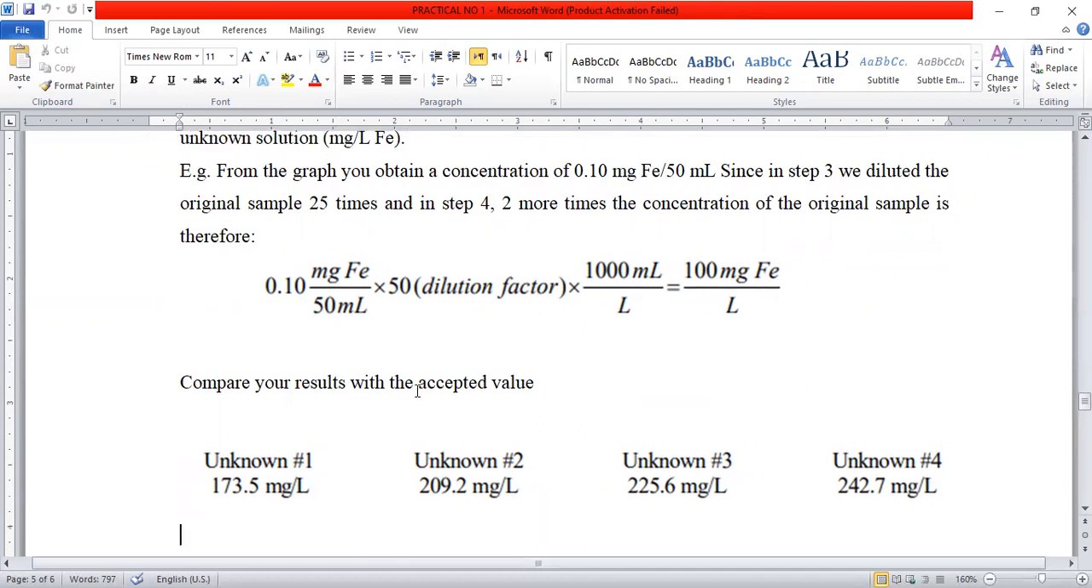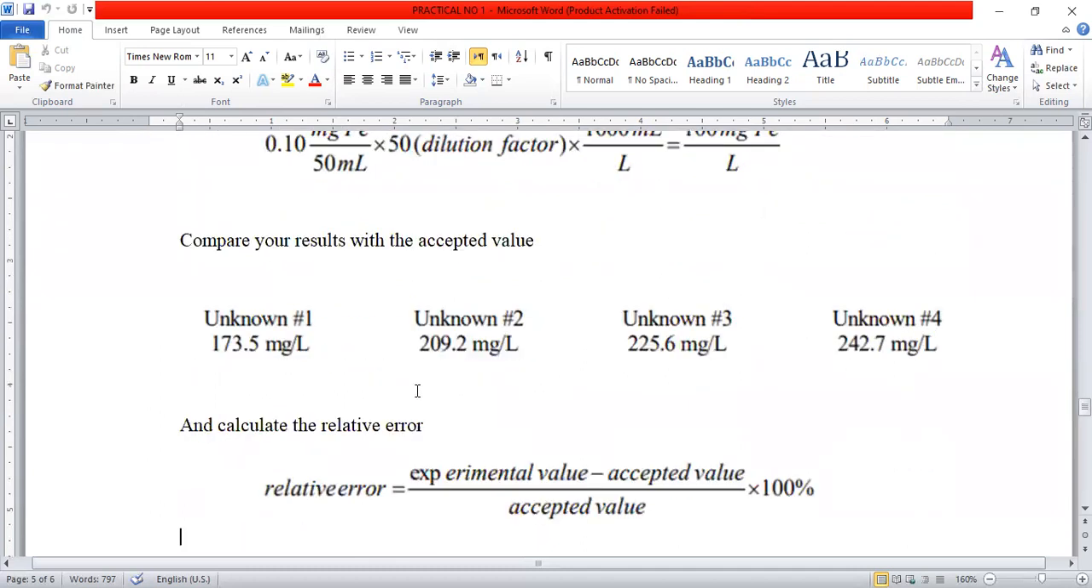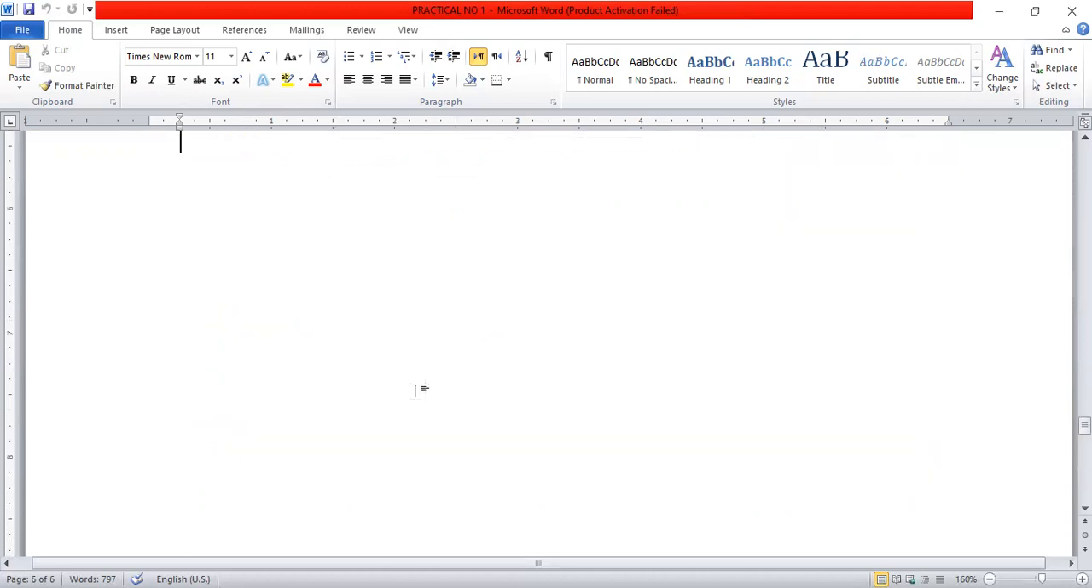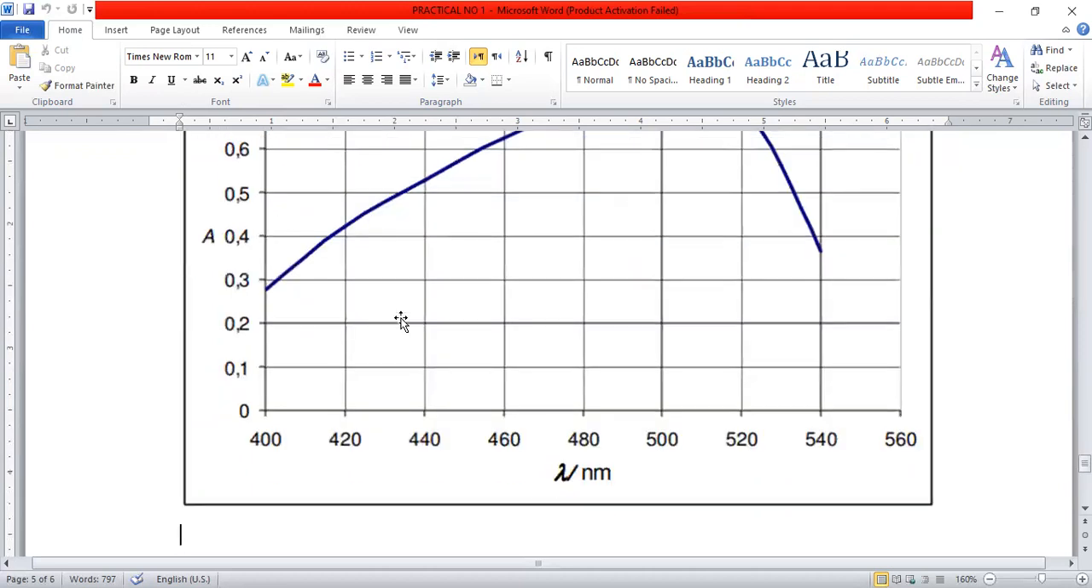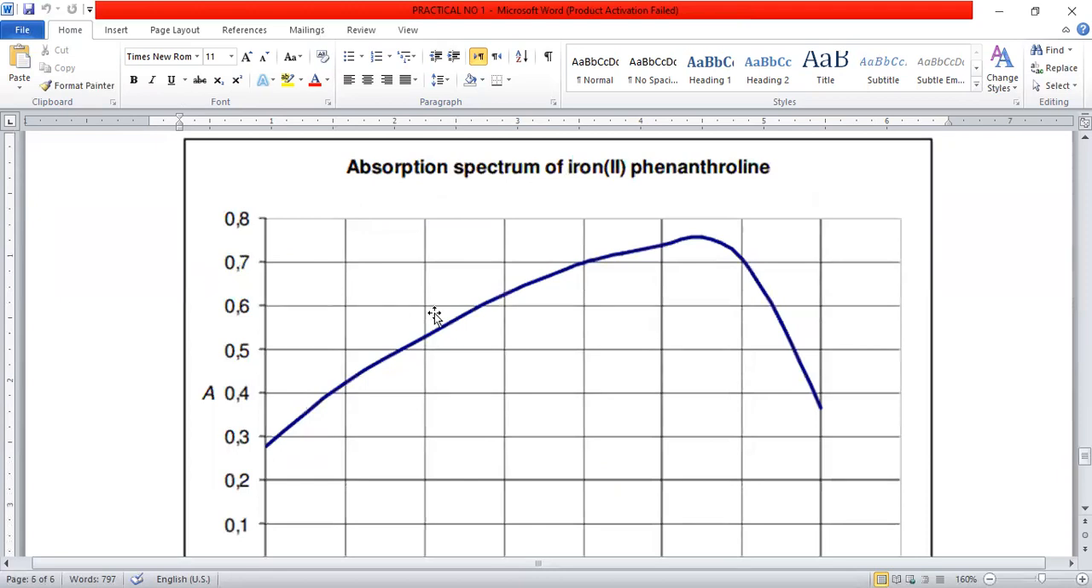Compare your results with accepted values and calculate the relative error from this formula. And this is the graph we obtained.